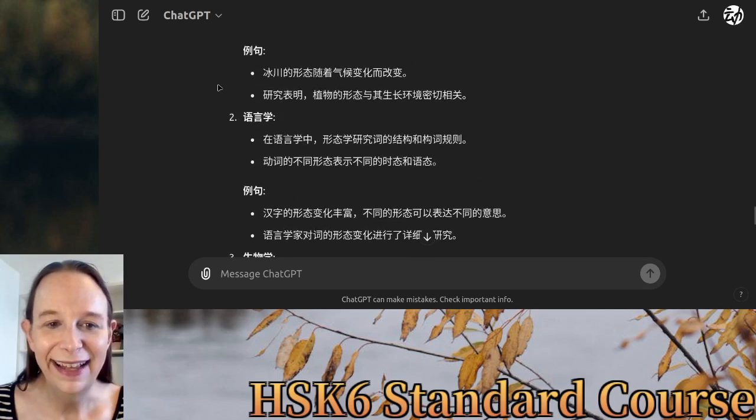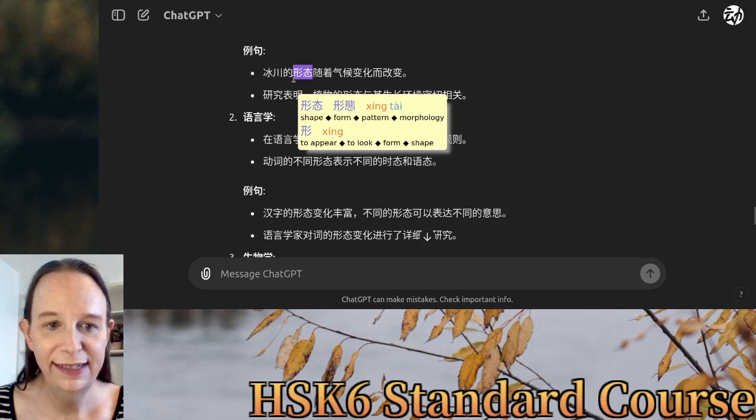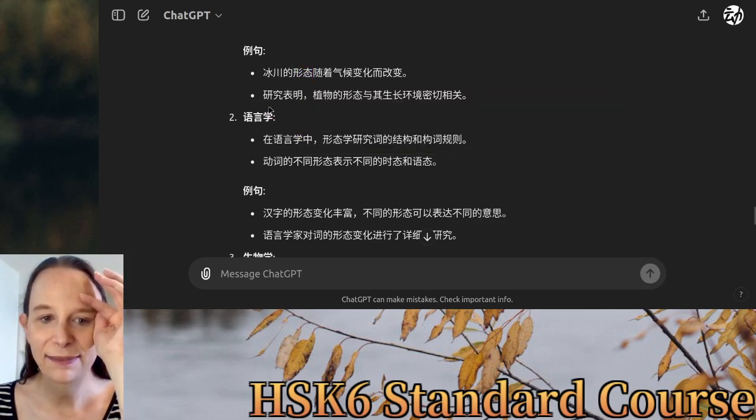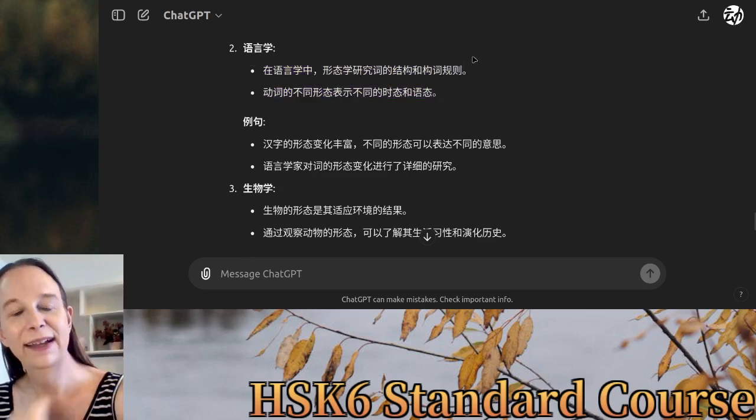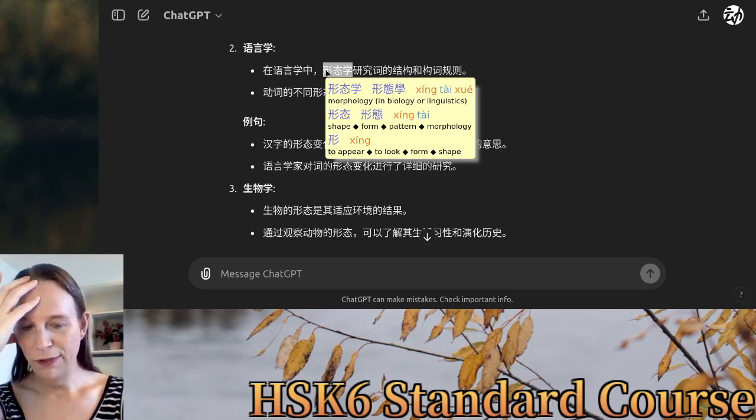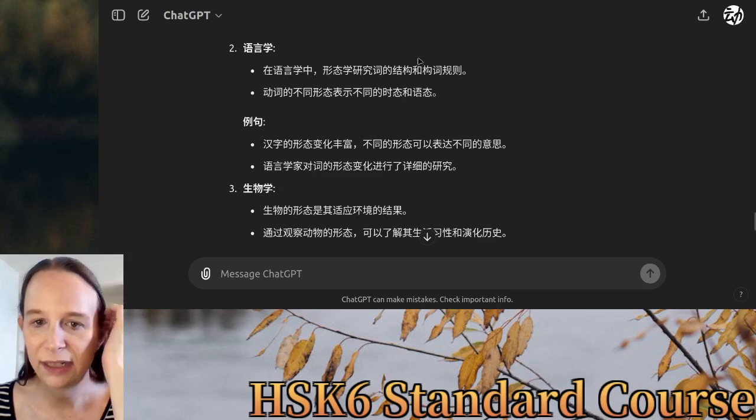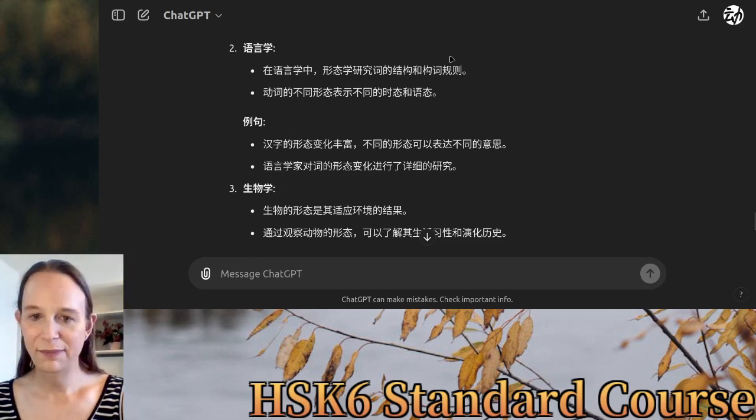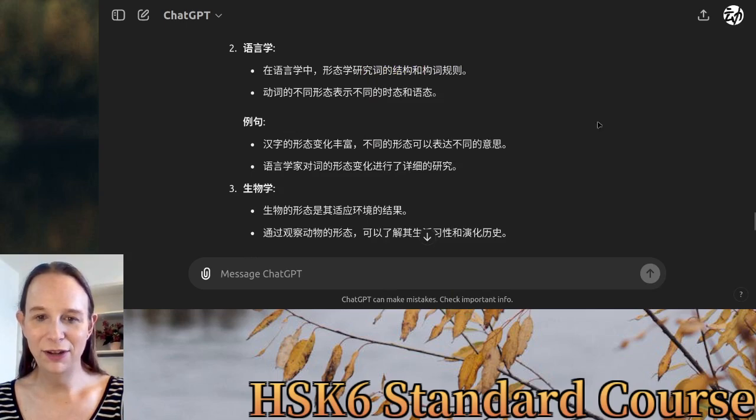All right. Okay. 例句. These are 例句. More 冰川. Yeah. So where's 形态? So like types of glacier. This is types of plants. Yeah. Okay, 语言学, linguistics. The 语言学中形态. Oh, this is morphology, 形态, in the sense of the morphology of words and so on, right? Morphology, 研究词的结构和构词规则. The composition of words and the rules for composition of words. Yeah.